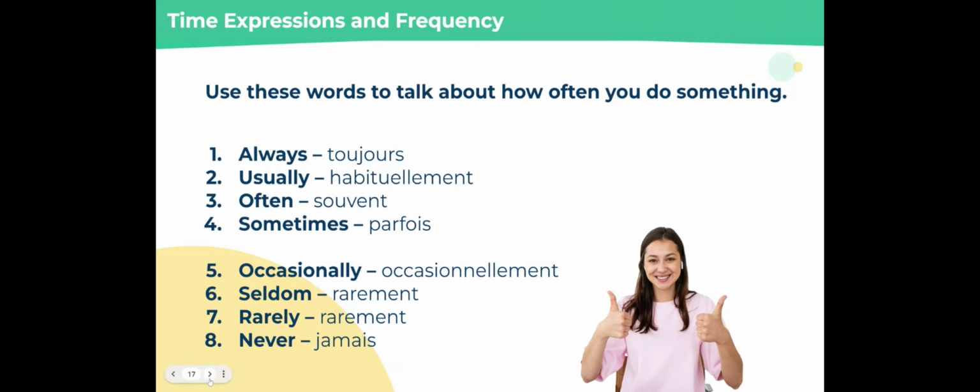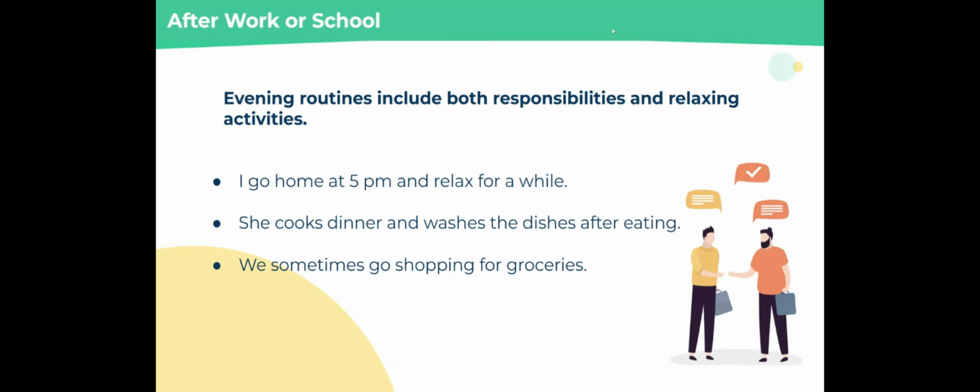Adverbs of frequency help us talk about how often we do something, the frequency of our actions. So evening routines include both responsibilities and relaxing activities. Let's have a look at some sentences. I go home at 5 p.m. and relax for a while. She cooks dinner and washes the dishes after eating. We sometimes go shopping for groceries.